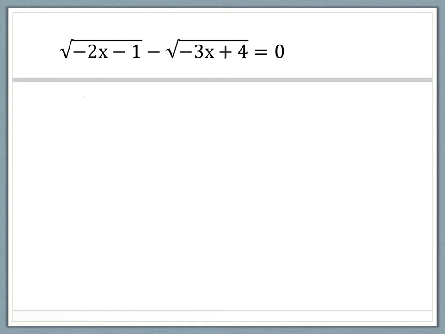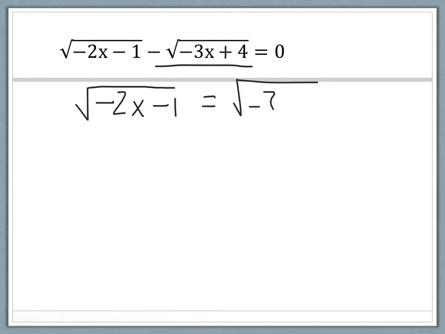Okay, so this one's similar to the last one. First thing we need to do is move this over to the other side so we have square roots on opposite sides of the equal sign. So if I add that to both sides, I'm going to have square root of negative 2x minus 1 equals, and the other one's going to be on the other side, negative 3x plus 4.